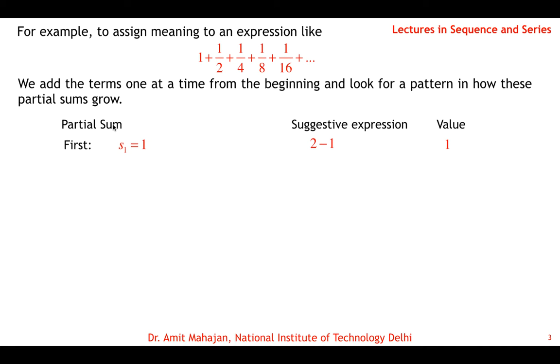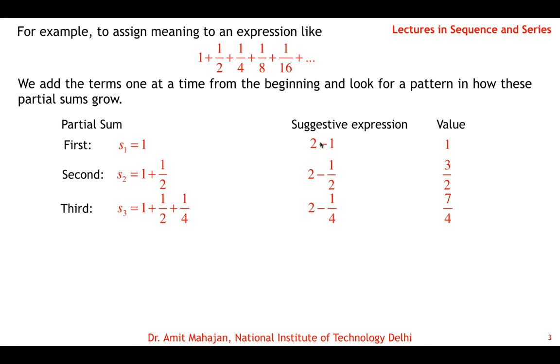Let us see what the first partial sum is, which is S1. S1 is only the first number, which is 1, so the value is 1. I am just writing this suggestive expression; you can see later how it comes. Similarly, the second partial sum means the sum of the first two numbers, which will be 3 by 2, which can be written as 2 minus half. The third partial sum is the sum of the first three numbers. If you solve this, you'll find 7 by 4, and this can be written as 2 minus 1 by 4.